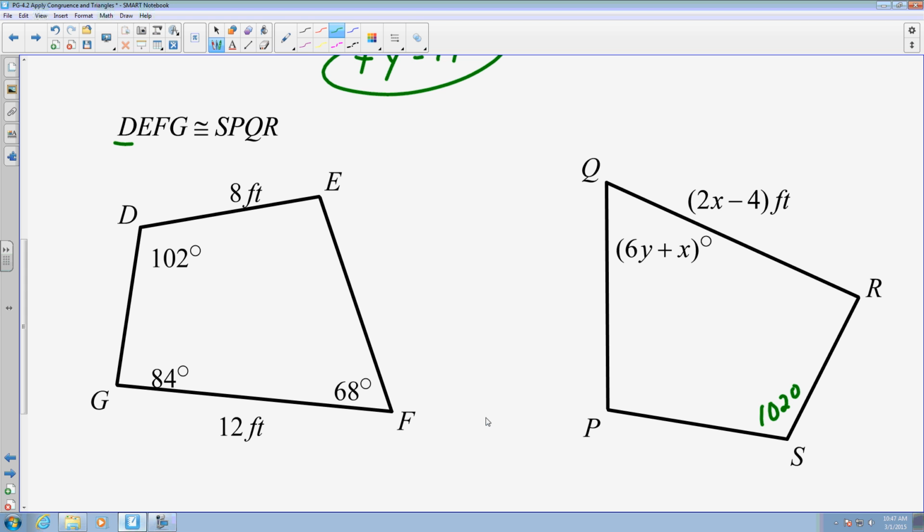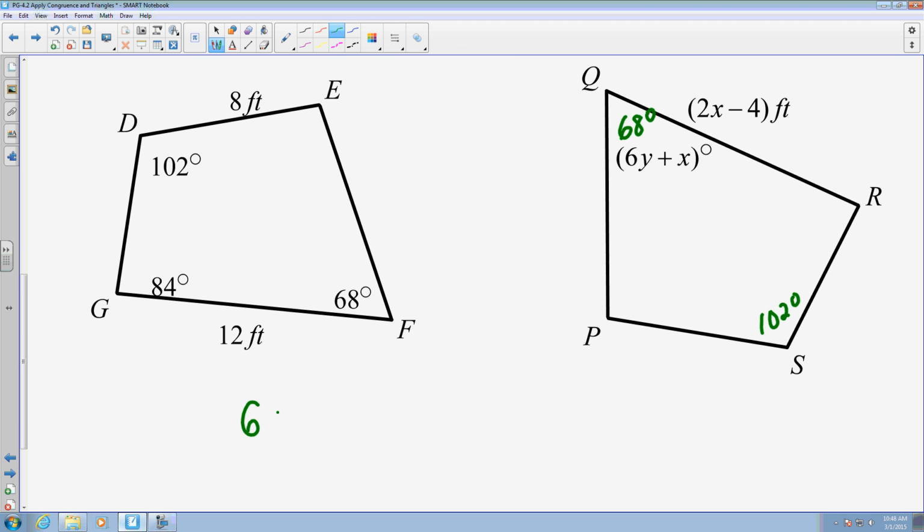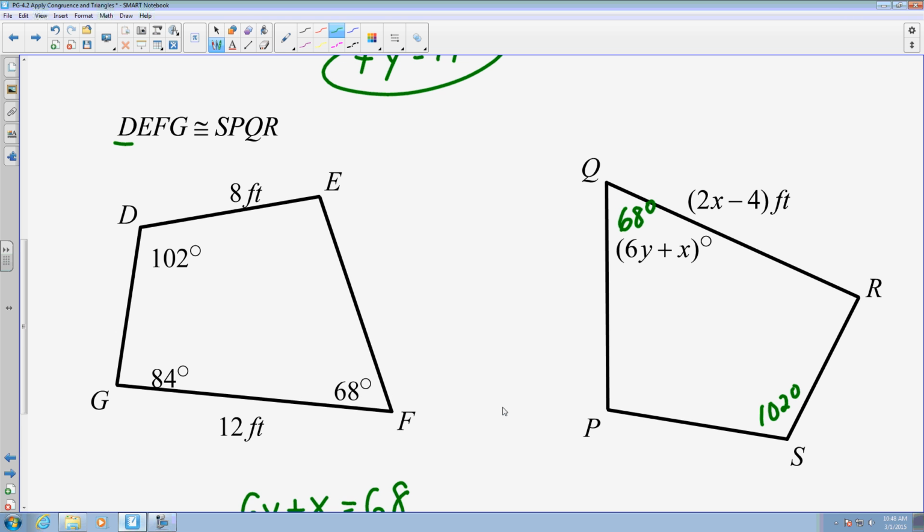Right off the bat, I look at F. F is the third one, and that means the next one's Q, so that means this one equals 68 degrees. So that kind of helps us. So I'm going to write down 6y plus x equals 68 because of the corresponding angles. Because it's two variables, it really doesn't help us quite yet. Anything else? Well, G and R are corresponding angles, so I'm just going to write down 84 here. But that doesn't really help us at this time.